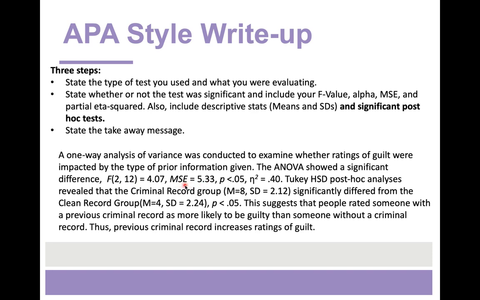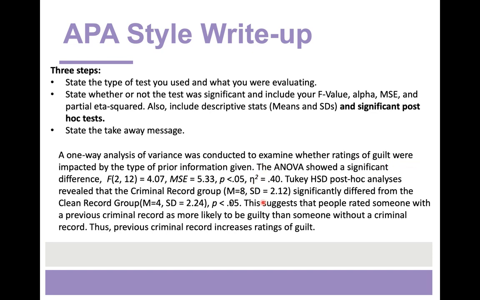equals 4.07. Mean squared of the error, which is the denominator of our F statistic, 5.33. P was less than 0.05. We list our partial eta squared, which was 0.40. Now, you are not going to be able probably to produce this symbol, for example, on your exam or maybe in your homework. You can simply type out eta squared or partial eta squared using words to convey this information.